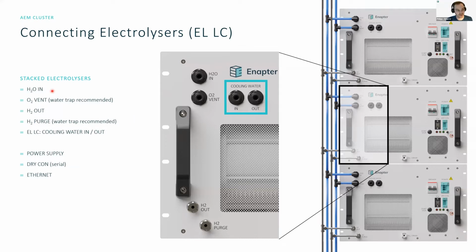But what you have in all electrolyzers is the H2O in, the O2 vent, the H2 out, and the H2 purge line, which is now called H2 vent in the EL 4.0. But it works very similar. So those inlets and outlets, they can be combined together for several modules. Please remember to use a water trap for the O2 vent line and the O2 purge line. And please also make sure that you dimension your pipes accordingly to the number of electrolyzers.